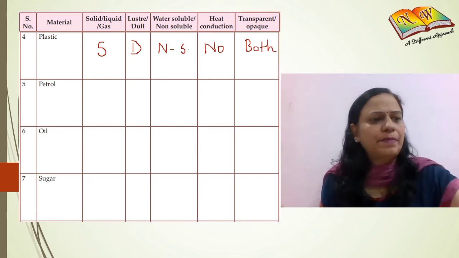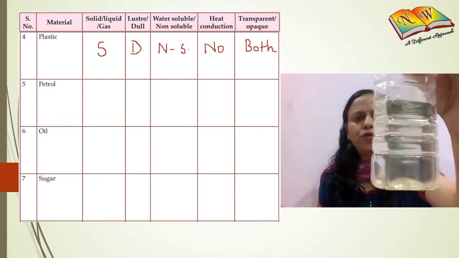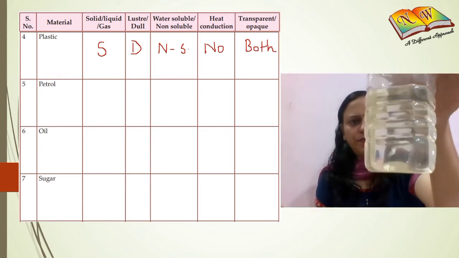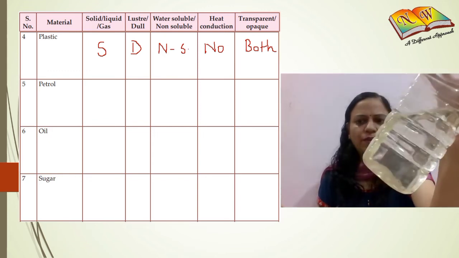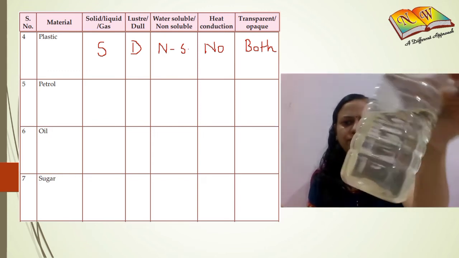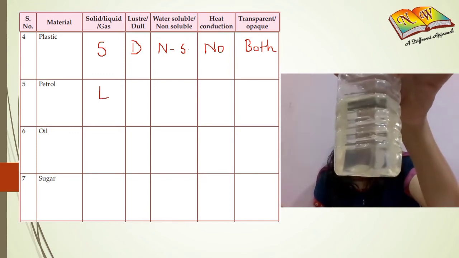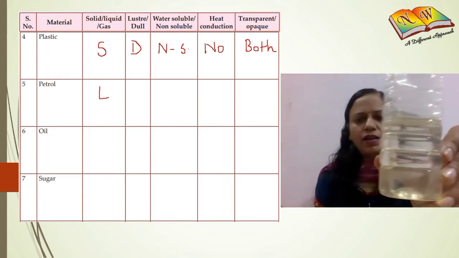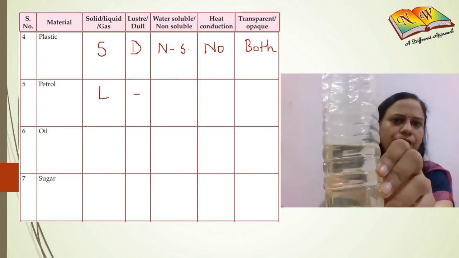Next is petrol. So I have this petrol in a bottle with me. You can have a look at this. So this is petrol. Now, what is the physical state? If I tilt the bottle, it flows. It can flow. So yes, it is a liquid. Now, for liquids, we cannot use the term lustrous or dull, so we can just skip this over.